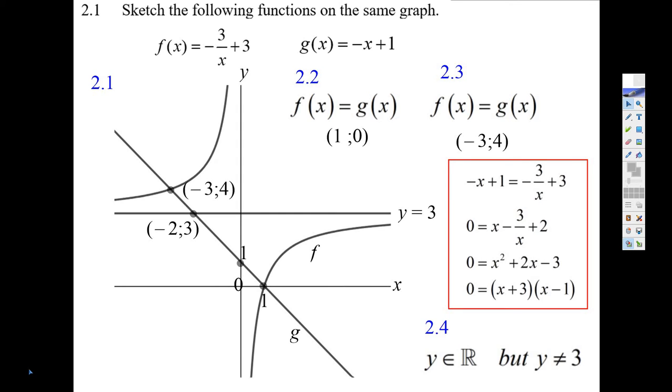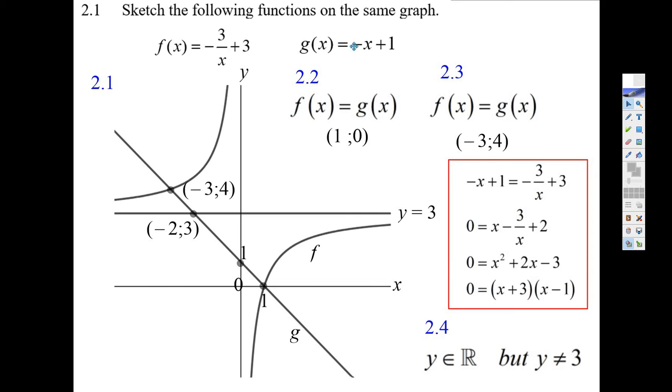Okay, this is question 2 of the grade 10 function assignment, and the first thing you're supposed to do is sketch f of x equals minus 3 over x plus 3 and g of x equals minus x plus 1 on the same graph. You're supposed to recognize that when you put x in the denominator like this, it's a hyperbola, and that this g of x is a line.